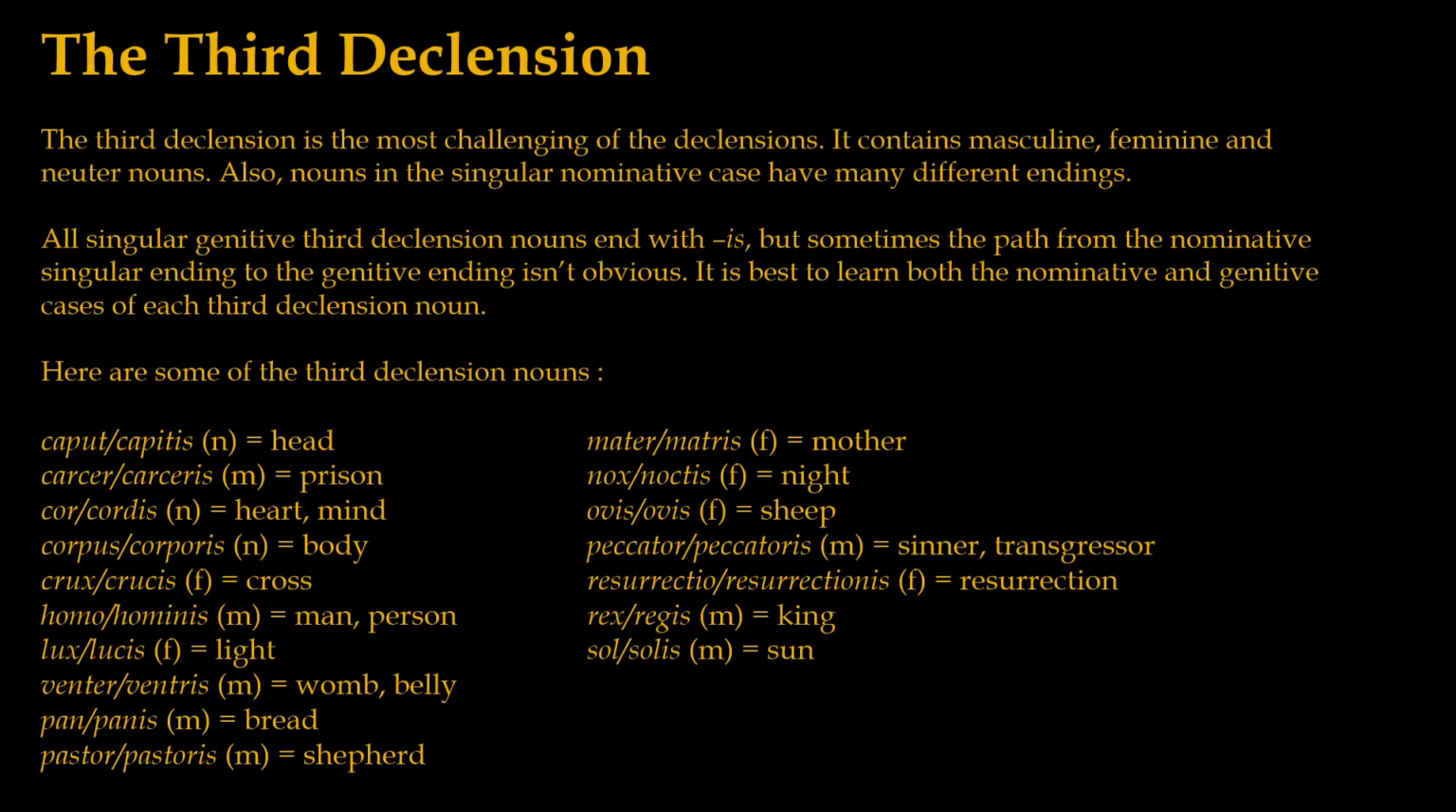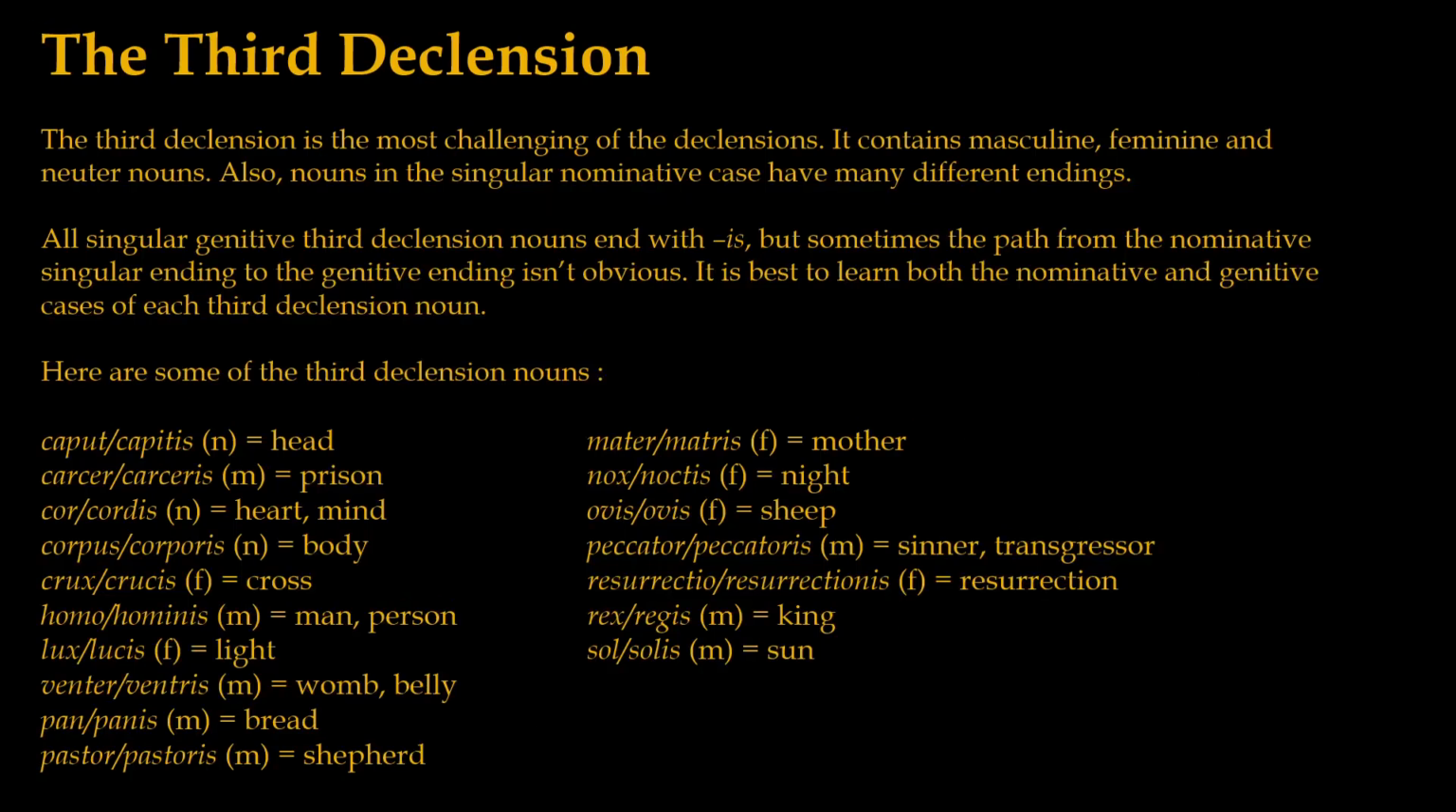And as it says up top there, the third declension is the most challenging of the declensions. It contains masculine, feminine, and neuter nouns. Also, nouns in the singular nominative case have many different endings, as we can see below. All singular genitive third declension nouns end with -is, but sometimes the path from the nominative singular ending to the genitive ending isn't obvious. It's best to learn both the nominative and the genitive cases of each third declension noun, and so that's what we have below, okay?